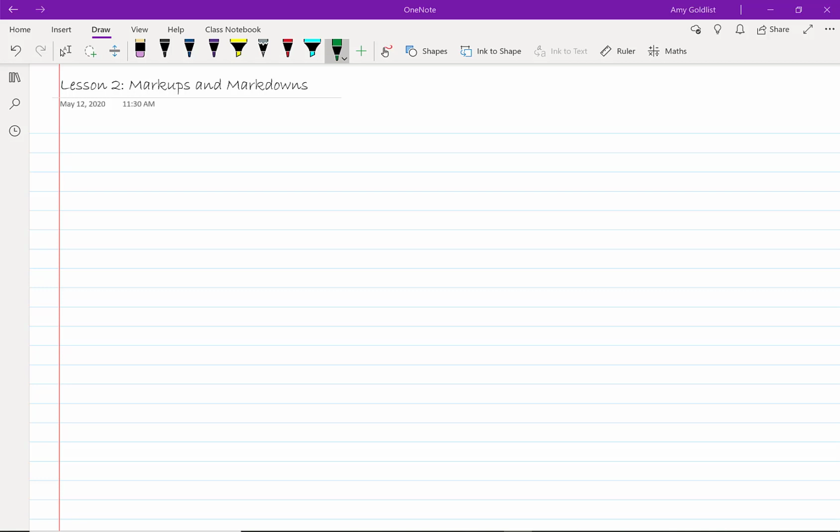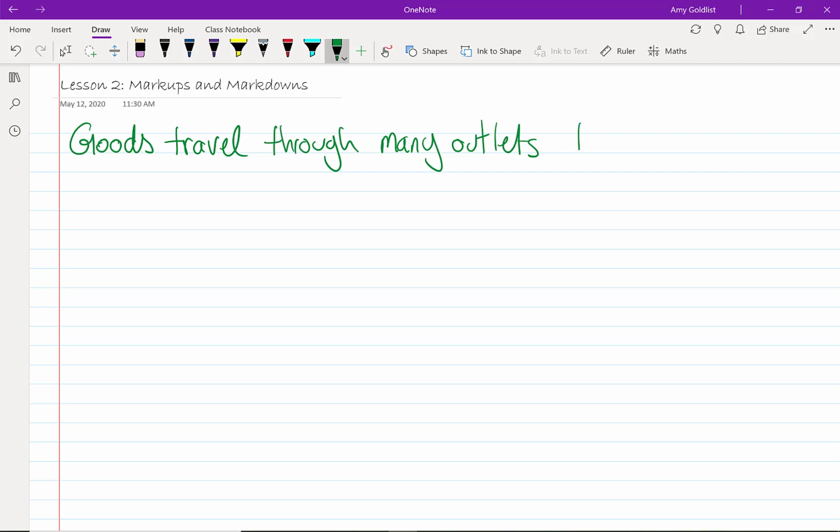Let's talk about markups and markdowns. Goods travel through many outlets before they reach the consumer. I'm going to draw a graph of one item. Let's say this is a watch.